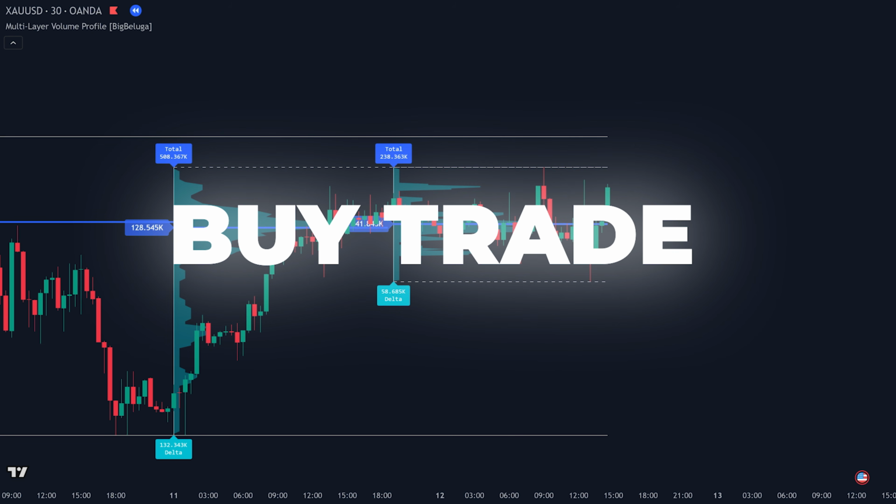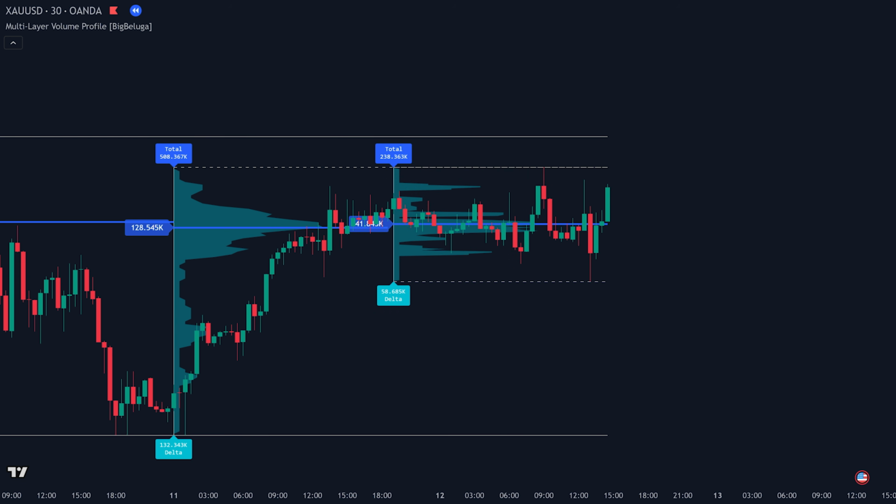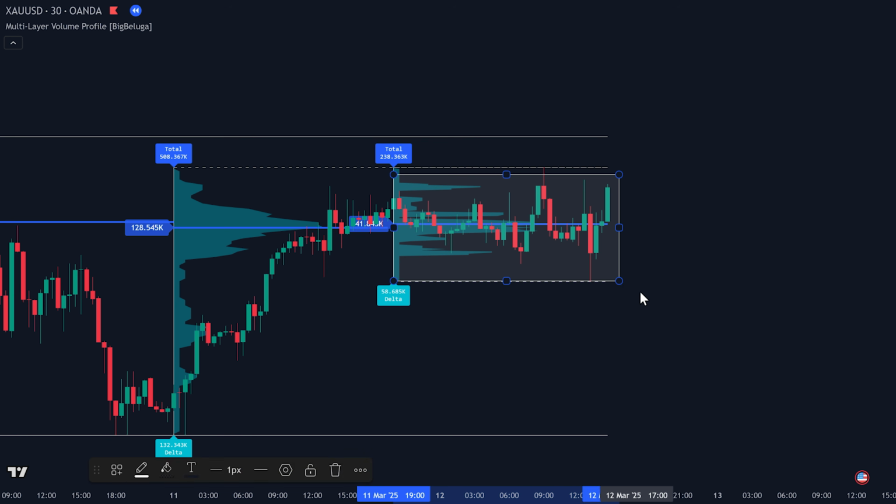Buy trade setup. This chart shows a clear bullish trend, and the multi-layer volume profile makes that strength easy to spot. Look at the delta label at the bottom of the latest profile. It's bright cyan, telling us buyers are in control. At the same moment, price is ranging around the thick blue point of control line, marking a consolidation zone.